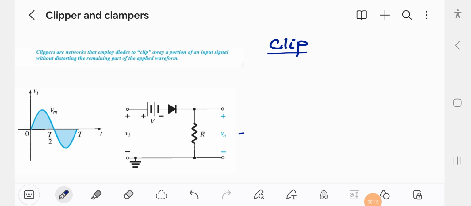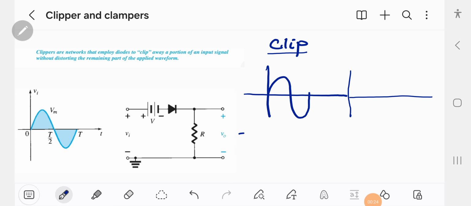So let's suppose we have a waveform of 20 volt and we are going to clip 5 volt from this input waveform. We use a clipper, so it will clip this 5 volt from the input voltage and we get 15 volt of output voltage.